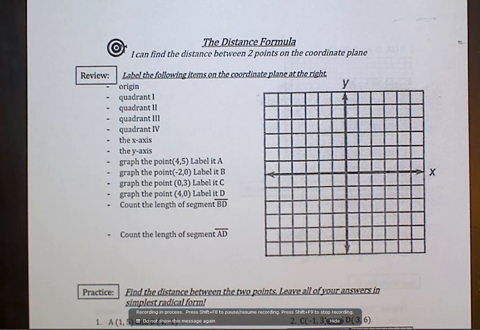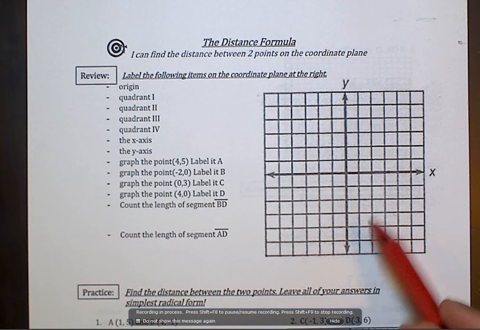So the main goal today is to actually find the distance between 2 points. So that's what we're going to focus on. This should be a quick one. So let's get started. The first part of your notes here is review. I'm just kind of asking you to reacclimate yourself with the coordinate plane, which is obviously this structure right here.